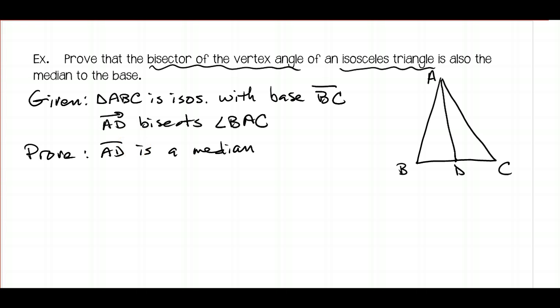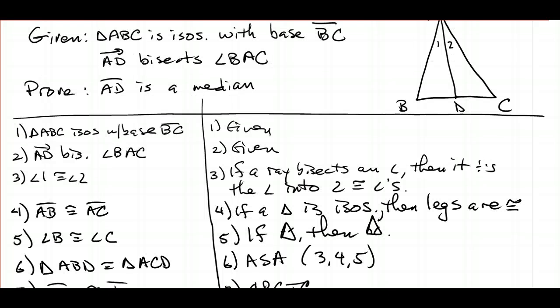So at this point, go ahead and pause the video and see if you can work out the solution, and then restart it and you'll see the completed solution. Alright, so here's the completed solution. So if you notice up to step 6, really what we're doing is getting the triangles congruent. And a couple things I want to point out here. You know, obviously we've got angle 1 congruent to angle 2. If a ray bisects an angle, it divides it into two congruent angles.